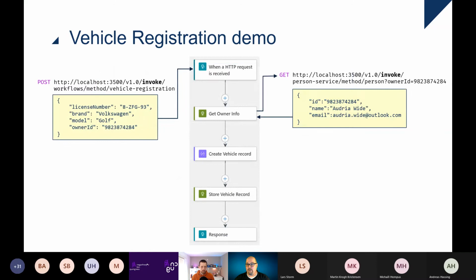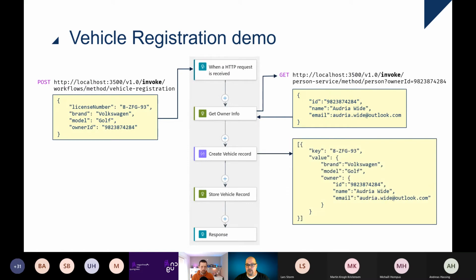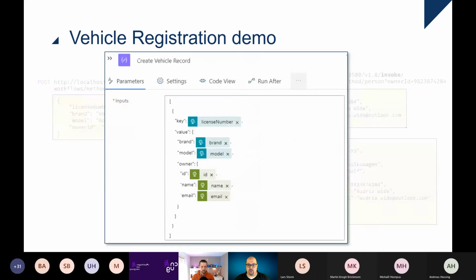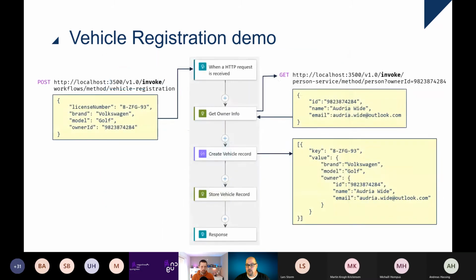What I get back is some information. So I get back an ID and a name and an email address. Then I use a compose action to create some kind of a payload. In this case, the key is the license number, and then the value is the information of the car and the owner. And this is what this looks like. So this is just a Logic Apps compose action. And I'm using all kinds of information that I requested before.